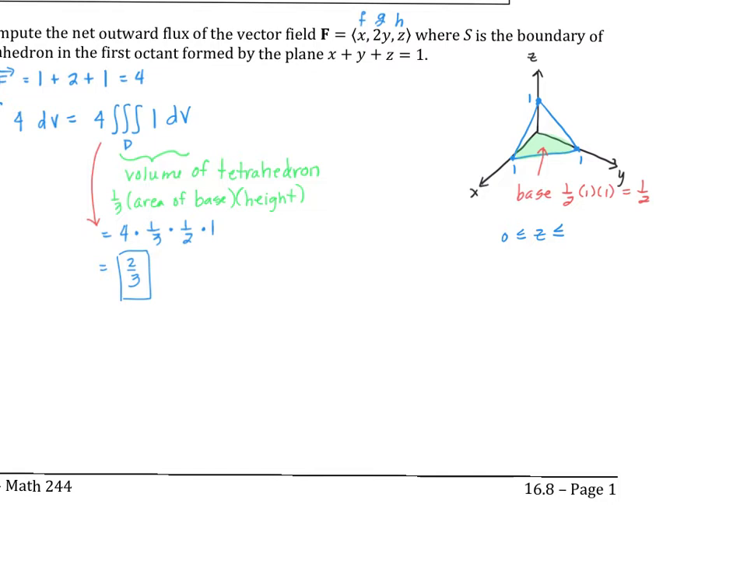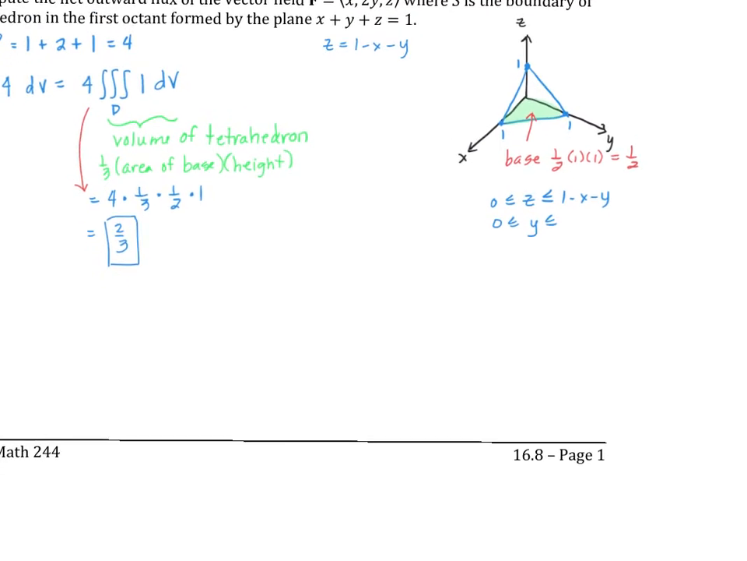and then take this equation of the plane and solve it for z, you get 1 minus x minus y. So 0 to 1 minus x minus y. Then if you're looking at the y value, set z equal to 0 in that equation and solve it for y, you get 1 minus x. And then the x values would go from 0 to 1.